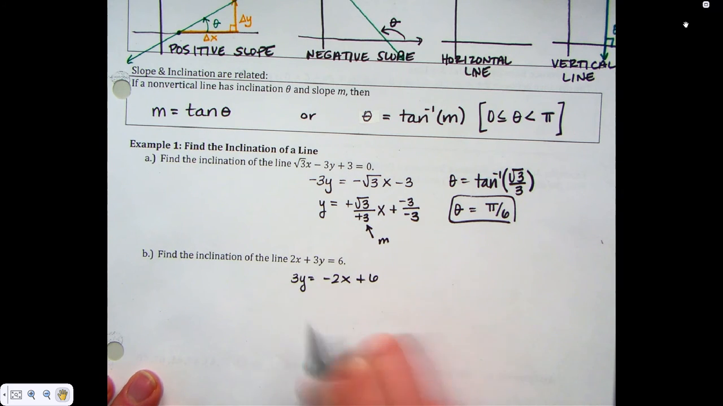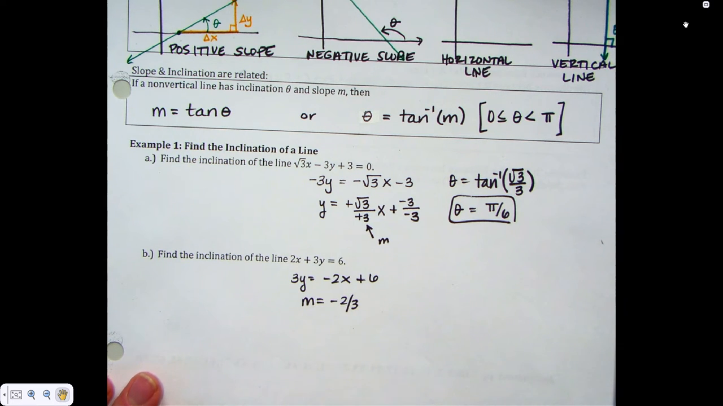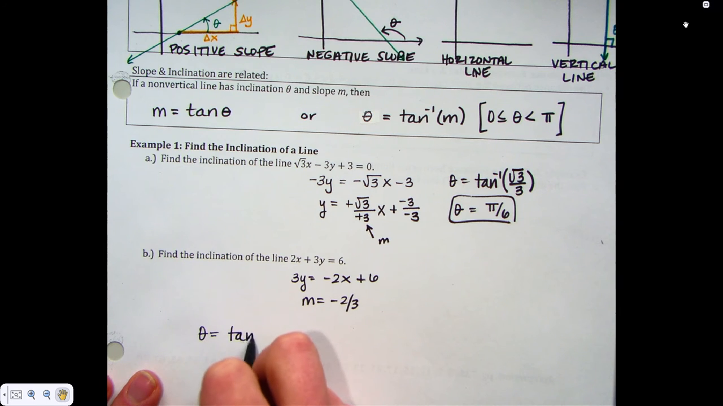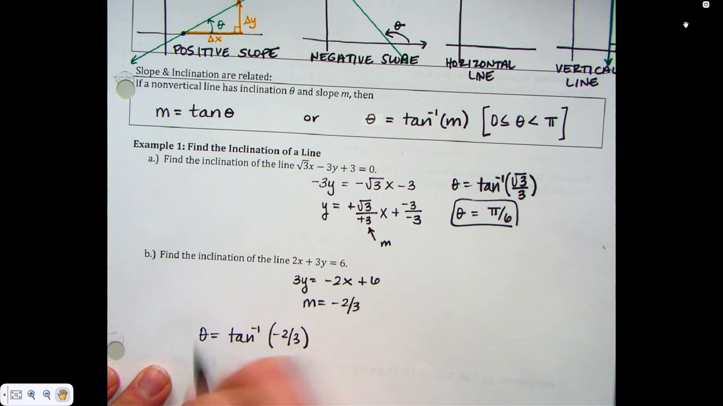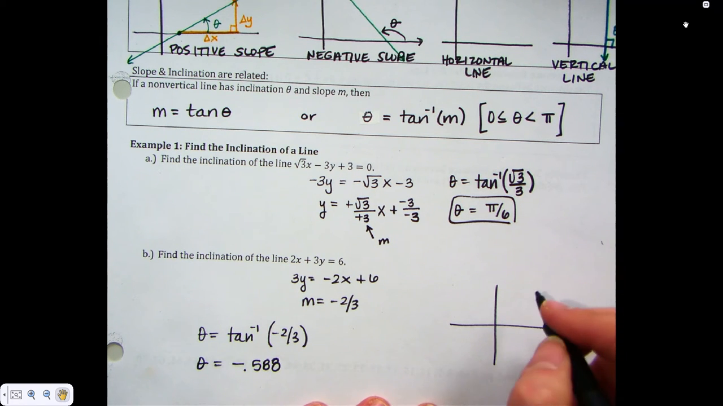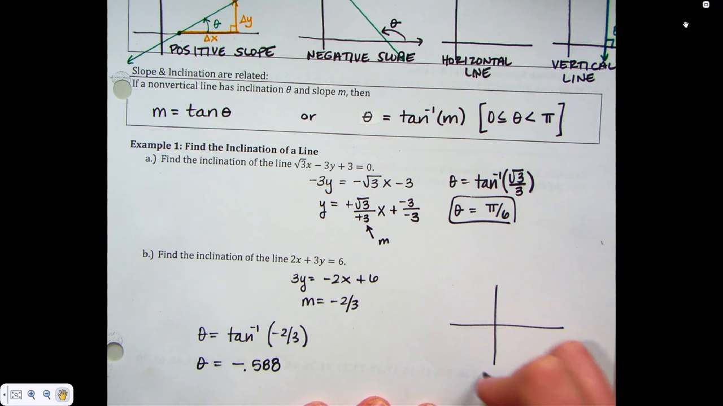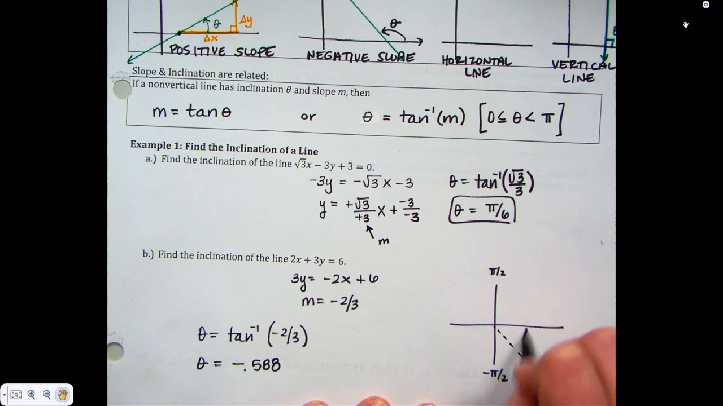So really at that point, I could look at it and go, oh yeah, my slope is going to be negative 2/3. That means that theta would be the tangent inverse of negative 2/3. Now I picked this one on purpose because if you put it in your calculator, we're going to work in radians, you will get negative 0.588. And what's happening is that your calculator is programmed with that tangent inverse rule from chapter 4, true inverse functions. Tangent is only defined between negative pi over 2 and positive pi over 2. So that negative 0.588 is telling me this piece right here.